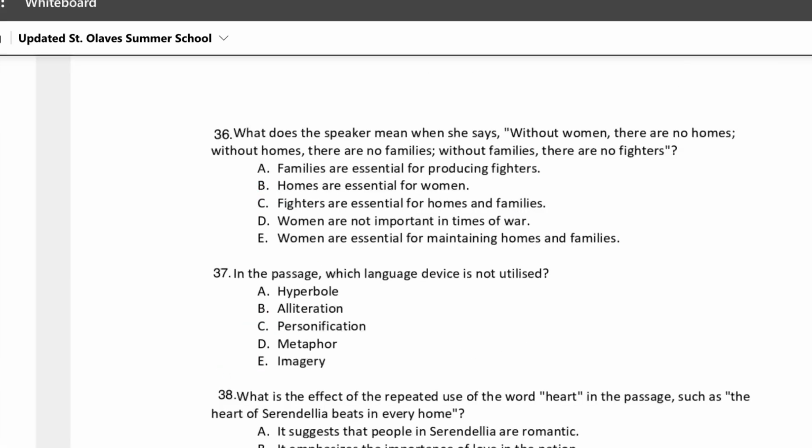So from this quote, what does the speaker mean? The whole text is about how women are basically essential to the war because they maintain the homes and families while the men are gone for fighting. So women are essential for homes and families, which is then later essential for producing fighters, but they're not stressing that fighting is the most important thing. Women are just a cog in the machine of fighting. They do something equally important, which even though they are not fighting, they are still essential for maintaining homes and families. If you were to say this one, it's sort of saying that they're only important to produce fighters, but that's not the case. Their job is as important as they maintain the home.